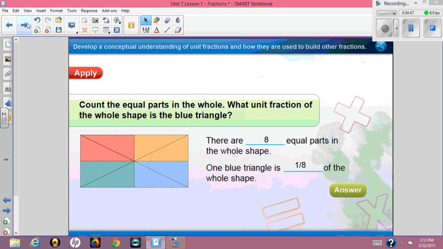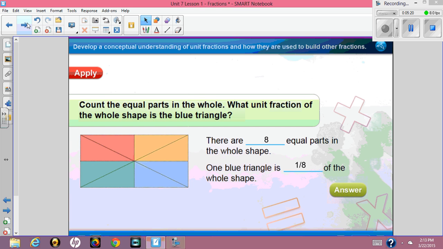Now let's read through this and apply what we've discussed so far and see if we can understand what we're talking about as we review and discuss what equal parts are. We should be familiar with equal parts as we discussed division and how it required equal parts. Let's count the equal parts in the whole. What unit fraction of the whole shape is the blue triangle? So we know, although there are only 4 colors, what we're looking for is not the colors, but the triangles.